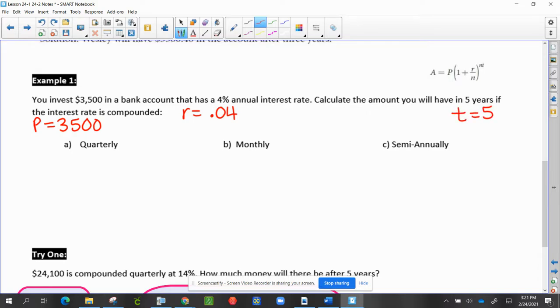Okay, so let's plug that into our formula. Now, if we're compounding this problem quarterly, that means 4 times a year, so your N here will be 4. So I'm going to take my formula. We have 3,500.